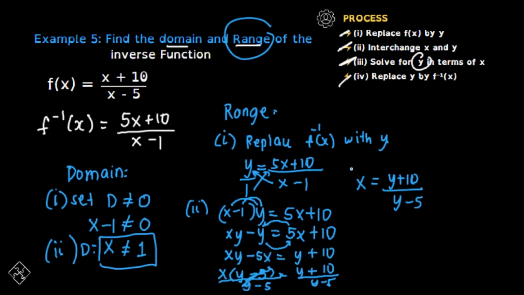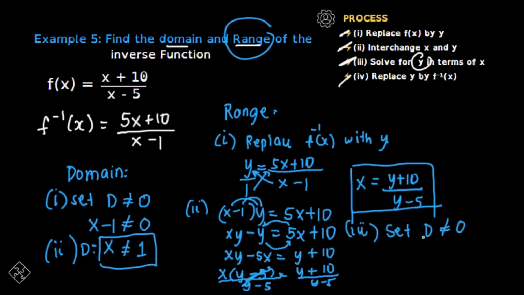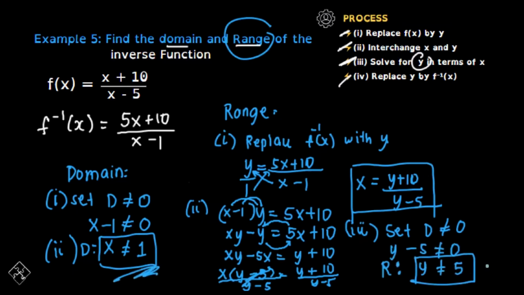Okay? So, hindi pa tapos yan. Yung step 3 natin, after natin magawa yan, kailangan natin mag-set ng denominator not equal to 0. Okay? So, meron tayong y minus 5 not equal to 0. Then, y is not equal to positive 5. So, that should be our range in this case. So, we have the domain of x not equal to 1 and the range y not equal to 5. Okay?